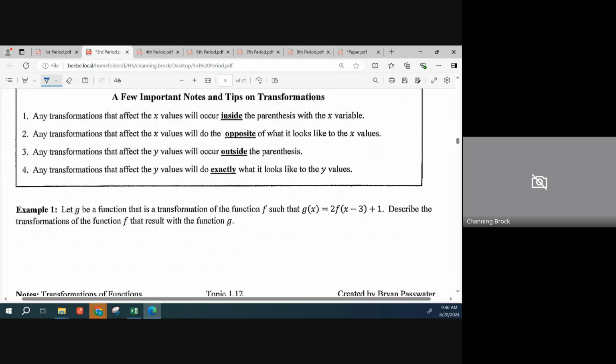Okay, so on example 1 here on the first page, it says that G is our function and that has been transformed, and F is our original. So I need you to make sure that you understand which one is the original and which one is the transformed function, because the names will matter. So it says let G be a function that is a transformation of the function F. So notice that F is the one that has all the things that are occurring to it, and that gives us G. Does that make sense?